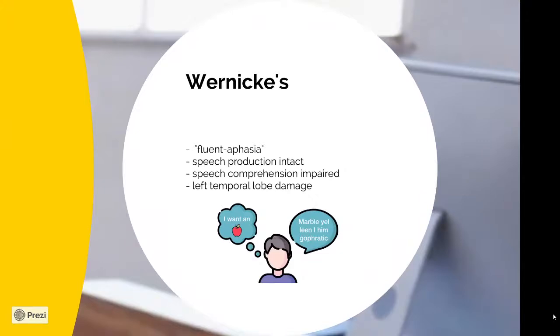Wernicke's aphasia is known as fluent aphasia. Unlike Broca's aphasia, in Wernicke's aphasia, speech production is intact. However, speech comprehension is impaired. Damage to the left temporal lobe can cause Wernicke's aphasia.